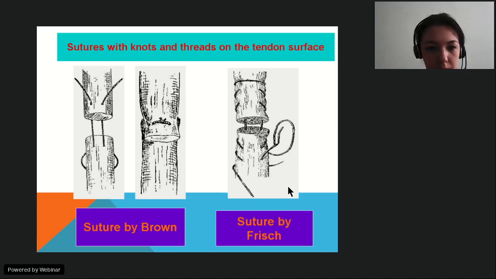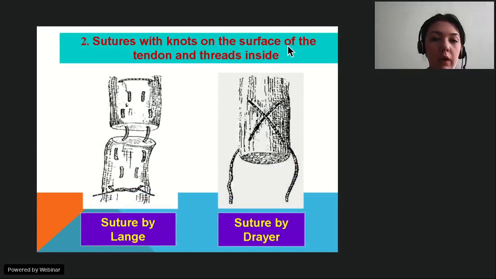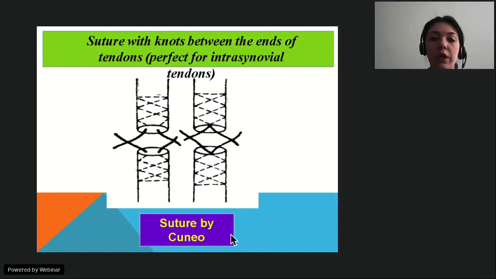Then, sutures with knots on the surface of the tendon and threads inside. It is the suture by Langer and the suture by Dreyer. Then, this is the type of suture which we usually use at our surgical Olympiads, and which we usually study. It is the suture by Kuneo. It is a suture with knots between the ends of the tendons. This suture is perfect for intrasynovial tendons. Threads are inside the tendon and knots are between the ends of the tendon, so nothing is between the tendon and the visceral layer of the synovial sheath, between the tendon and the epitenon.